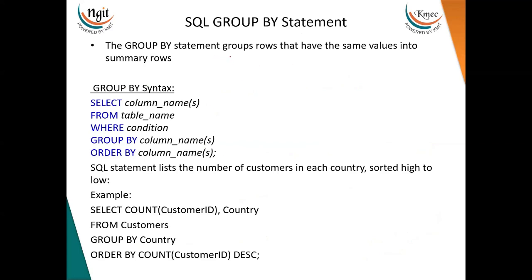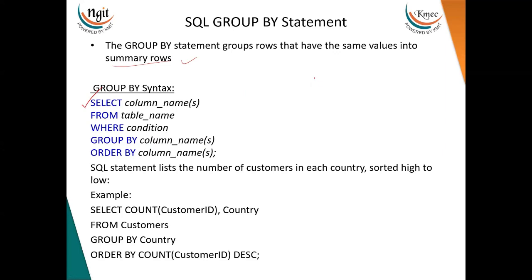The group by statement groups rows that have the same values into summary rows. What do you mean by this? This is very, very important. So group by is a clause which is used in collaboration with the select command. Don't forget that whenever you are working with the group by clause, you are using select. It is in collaboration with the select statement to arrange the identical data into groups.